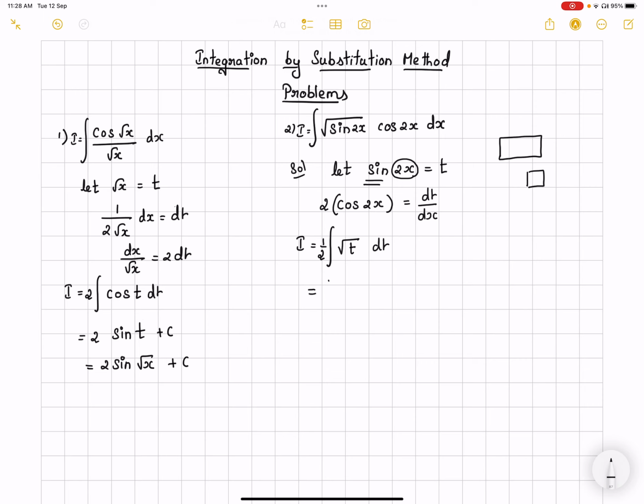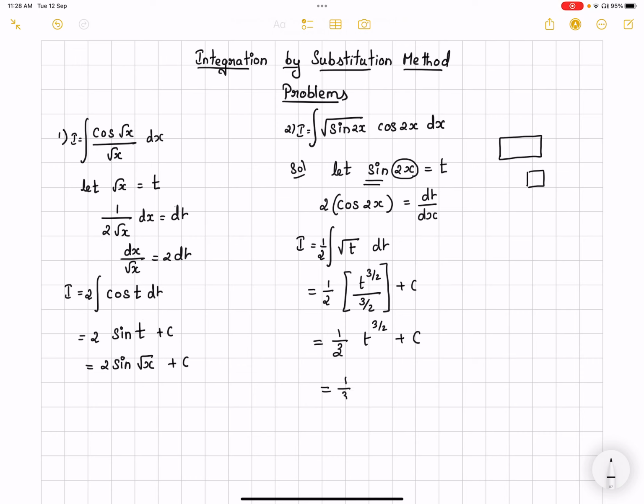Now when I integrate t to the power half, I would be getting t to the power 3 by 2 divided by 3 by 2, because 1 by 2 plus 1 is 3 by 2, and then plus c. Now this 2, which is in the denominator, comes to the numerator and the 2 gets cancelled. 1 by 3 t to the power 3 by 2 plus c I would be getting.